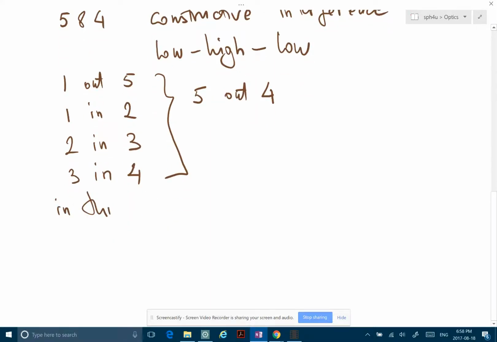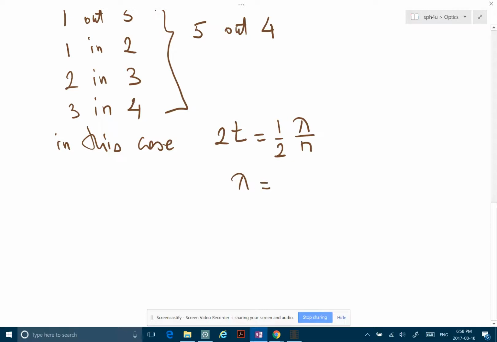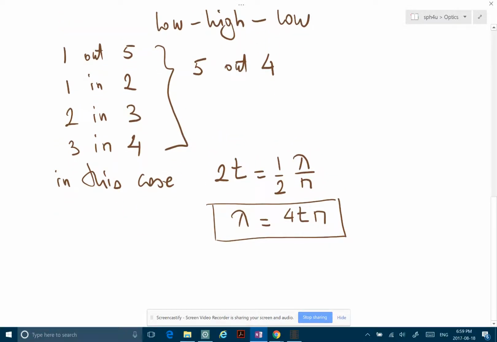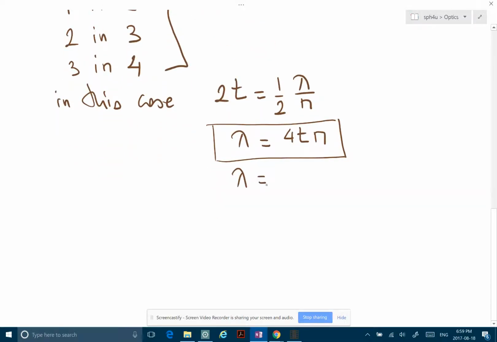So in this case, we have 2t equal to half of lambda_n, which is lambda over n, the lambda in the medium. So we're going to solve for lambda to be 4tn. And if we do our calculations, we arrange for lambda. We have 4 times 280 times 1.45 is 1624 nanometers.